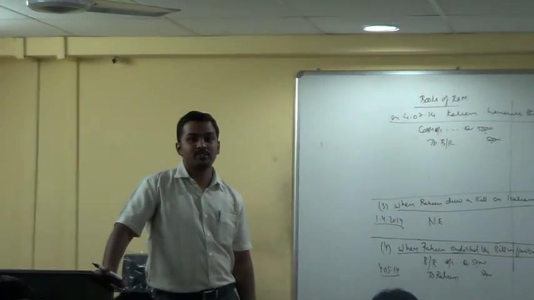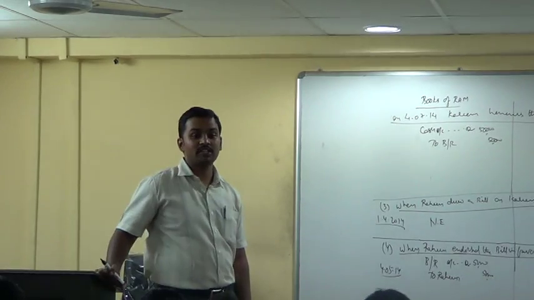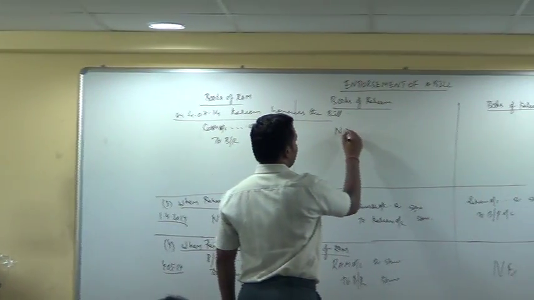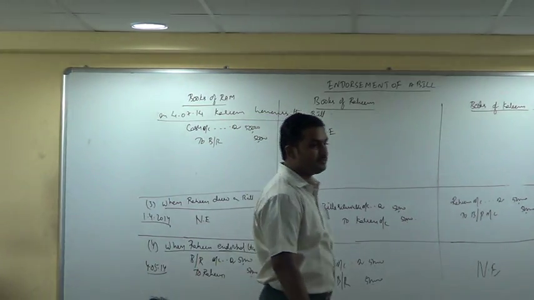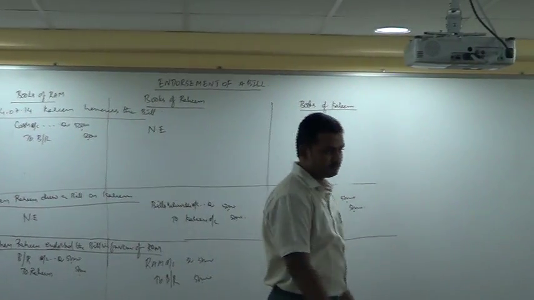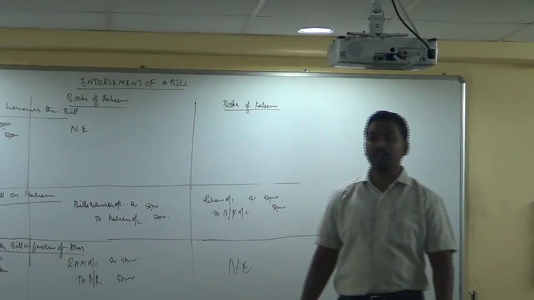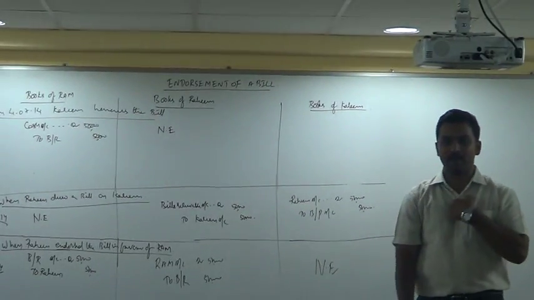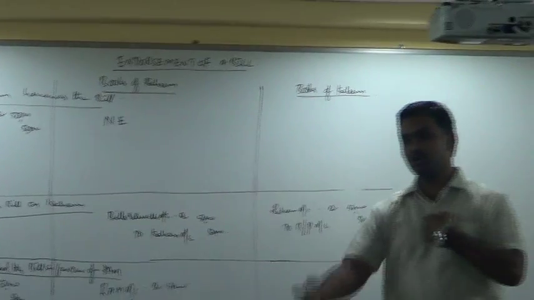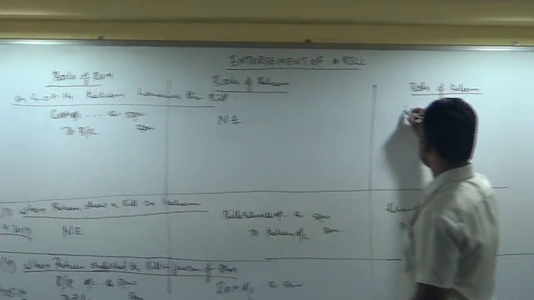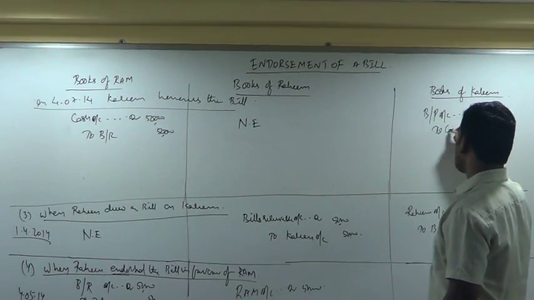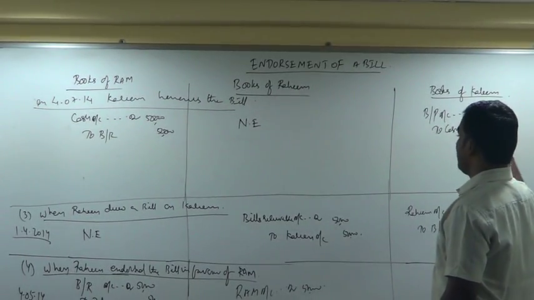What is the entry in the books of Mr. Rahim? He is not involved in the transaction, no entry. What is the entry in the books of Karim? Bills payable account, debit, to cash or bank account. He's taking his bill back and he's paying cash. He's receiving his bill back. How much?